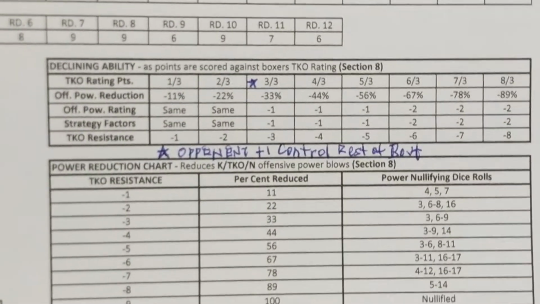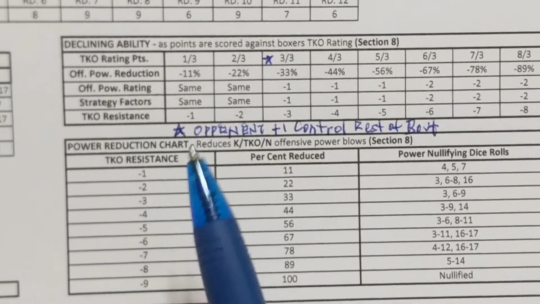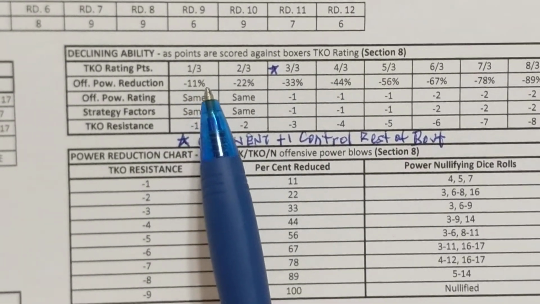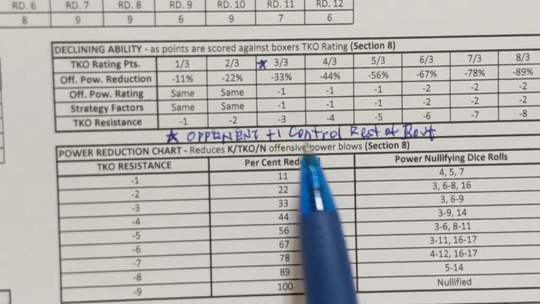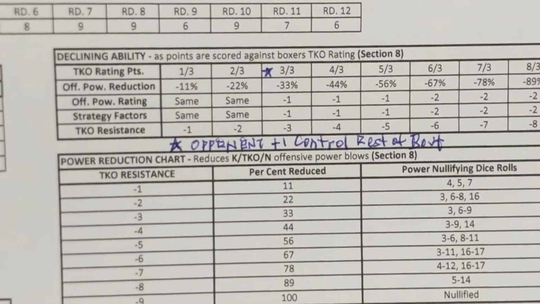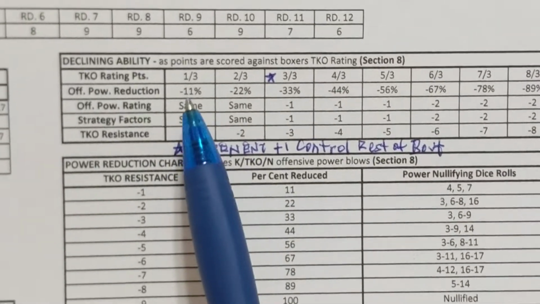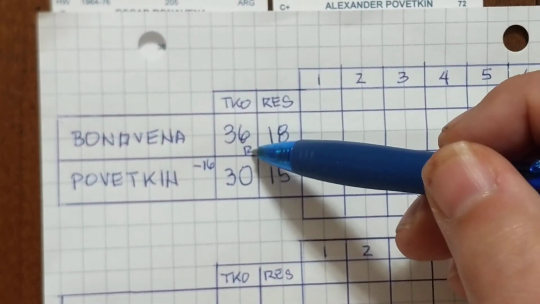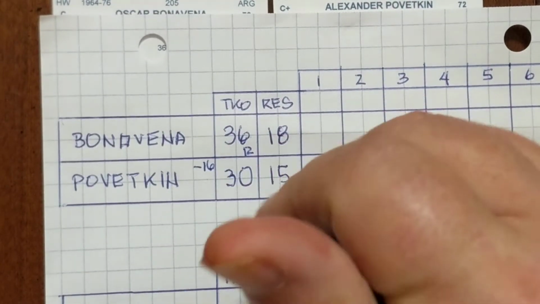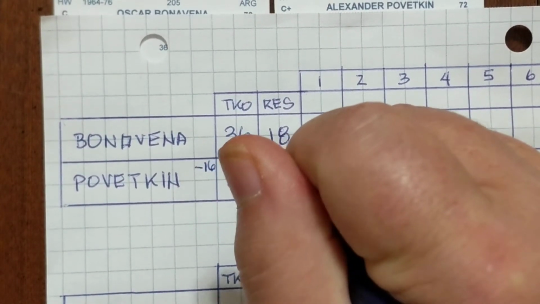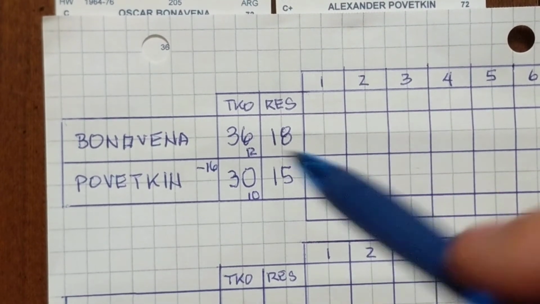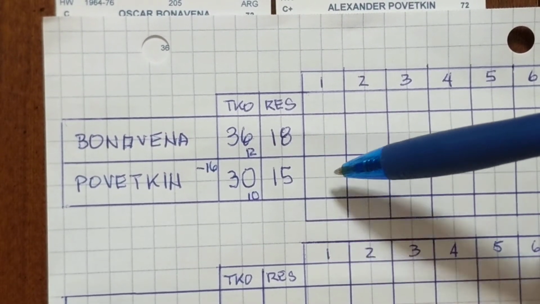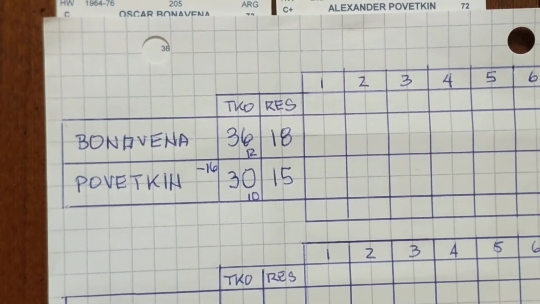For this little number I put in the corner, every time a boxer has 1/3 of his TKO points scored against him, his power is going to start getting reduced in his TKO resistance. There's other effects that are going to happen that we'll go into later. But it's handy to know the 1/3, 2/3, 3/3. So I just put 1/3 of 36 is 12. So I remember, and I'll put a 10 down here for Povetkin. So every 10 points against Povetkin, his TKO resistance will go down from 15 to 14 to 13 to 12, etc.